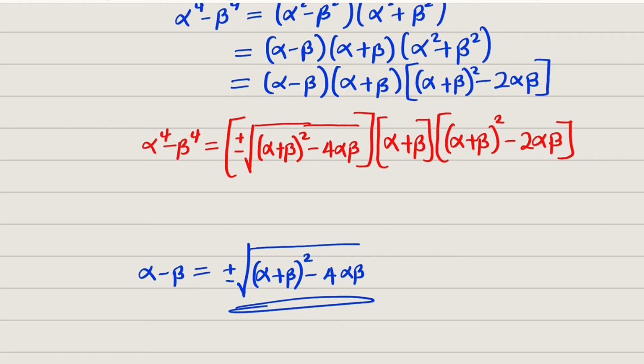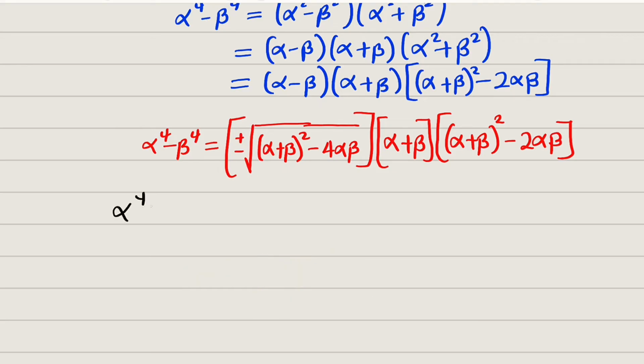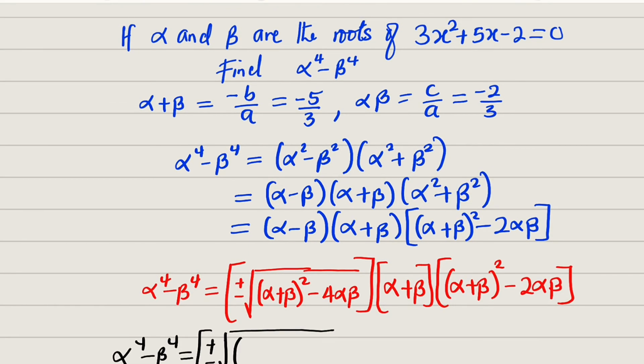All right, now everything is written in terms of product and sum of roots. Now we can substitute our sum and the product in this equation, simplify to get our answer. Alpha to the power of 4 minus beta to the power of 4 is now equal to plus or minus into square root of the sum of roots, which is alpha plus beta. It is given as negative 5 over 3.